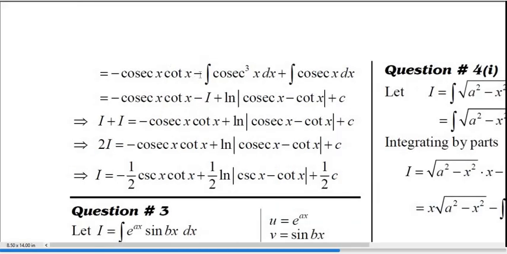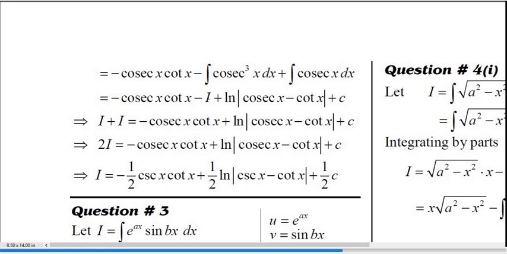minus cosecant x cot x minus integration, applying integral on both terms, minus cosecant cube x d of x, and that minus is plus, this plus integration of cosecant x d of x minus cosecant x cot x minus this whole function become I.